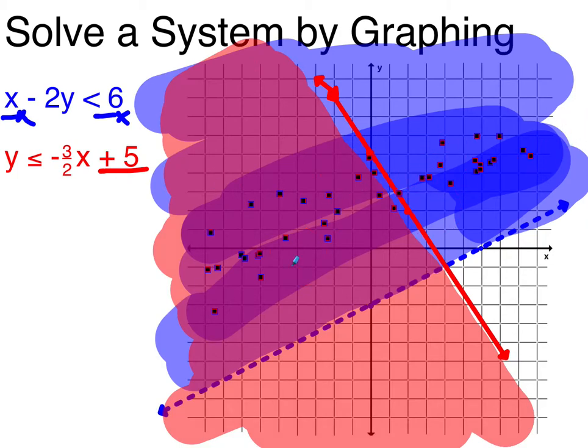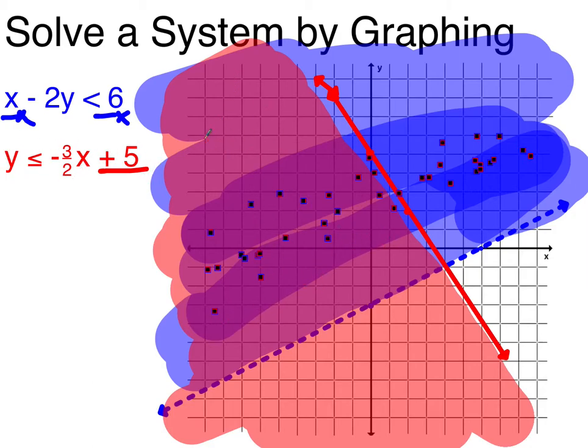Not these little dots. I don't know what those are there for, but a solution to this top blue equation is the stuff that's shaded in blue. Any of those points will give you a true statement here. Any of the points in red will give you a true statement to the bottom equation.